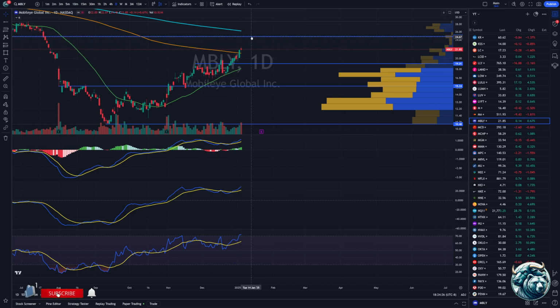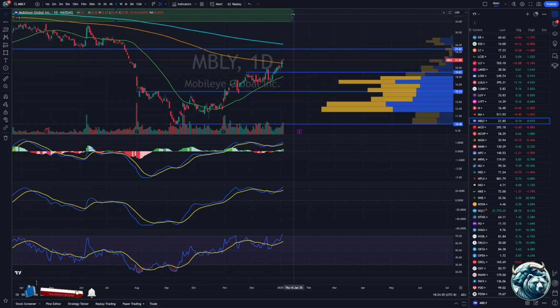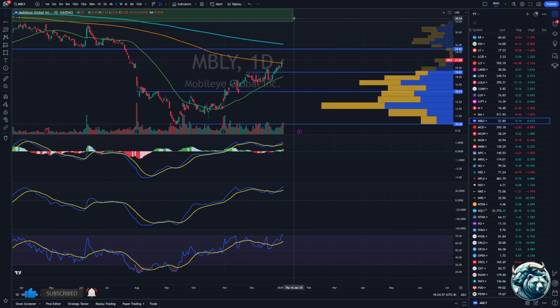I'm still having a price target for MBLY of 25, but I think if we break 25 and you break that 35 SMA, then you're running towards the gap fill. I wouldn't be surprised of that. This name is looking incredible. This is really moving now.